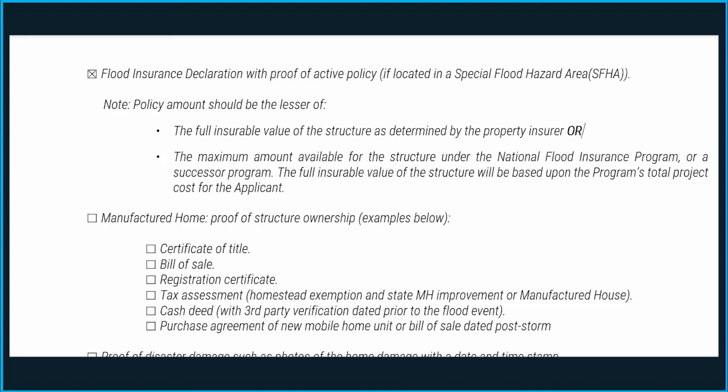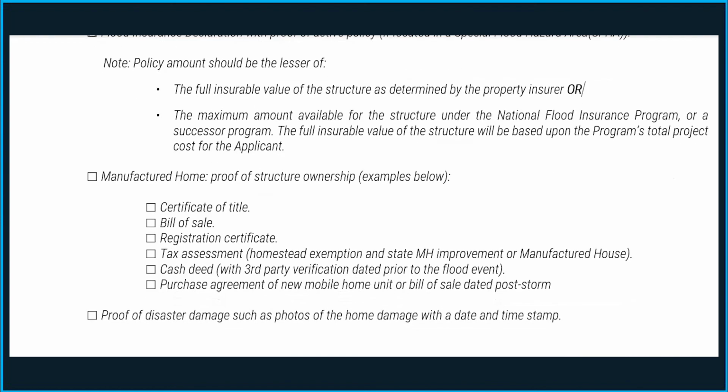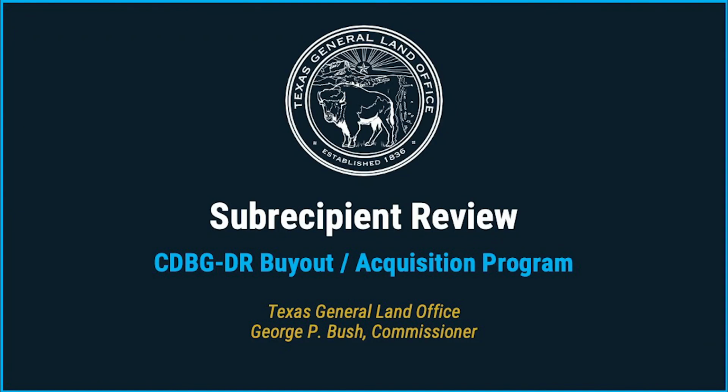Manufactured homeowners should provide proof of structure ownership. See examples on the form. All applicants should provide proof of disaster damage, such as photos of the home with a written date and time stating when the pictures were taken. Once the applicant completes and submits the intake beneficiary application, the subrecipient will need to review for eligibility and complete the subrecipient sections of the application.